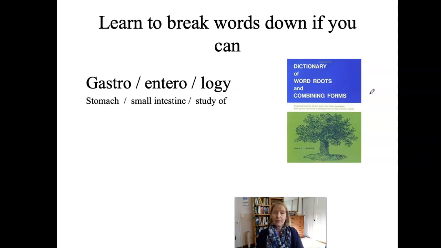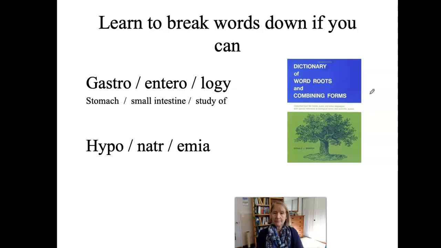So gastro, stomach, entero, small intestine, and logy or ology is the study of. So there you have the study of both stomach and small intestine, gastroenterology. Like that, it's so helpful to break them down because you're going to have muscles that have these complex names. And if you can break them down, it's going to make life easier. Let me give you another example.